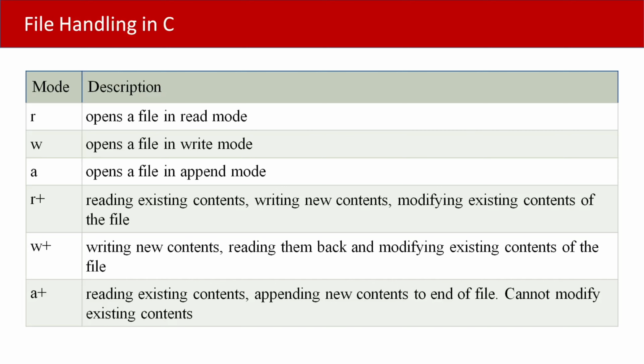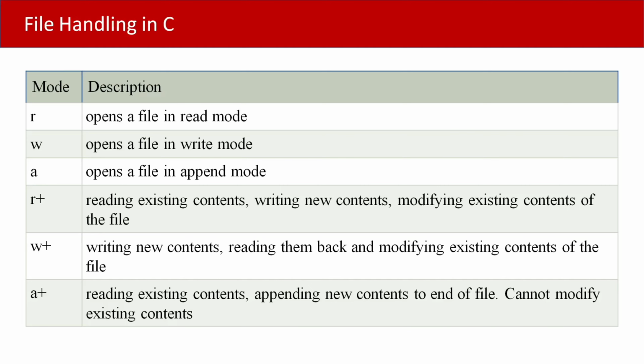In write mode, or w, fopen first searches the file. If the file exists, its contents are overwritten. If the file does not exist, a new file is created, and it returns null if unable to open the file.